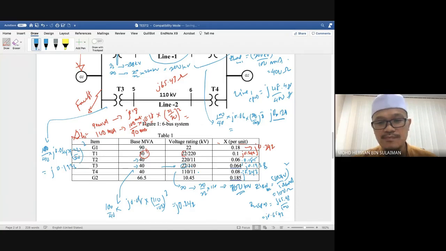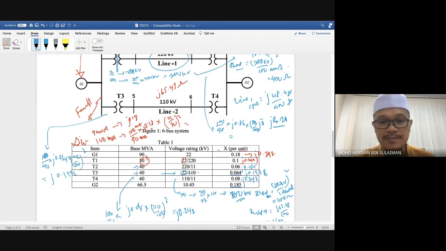Finally is your generator. Generator is 0.185, but now the rating is 10.45, right? So you kena cari rated voltage kat bawah ni, sebab dia ialah 110 turun ke 11 kan. So value lama 110 turun ke 11. So value baru kita ialah 100, sebab base kat sini 100. So 100 bagi dengan 110 darab dengan 11. So dia akan dapat value baru lah. So dia ialah 10 kV. So base dekat low voltage ni ialah 10 kV.